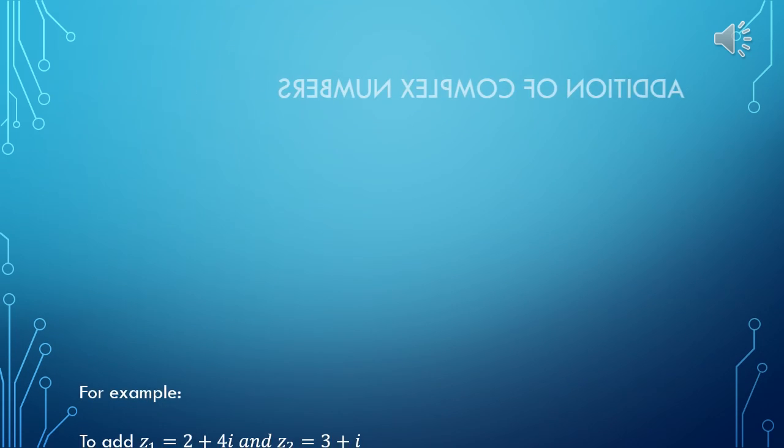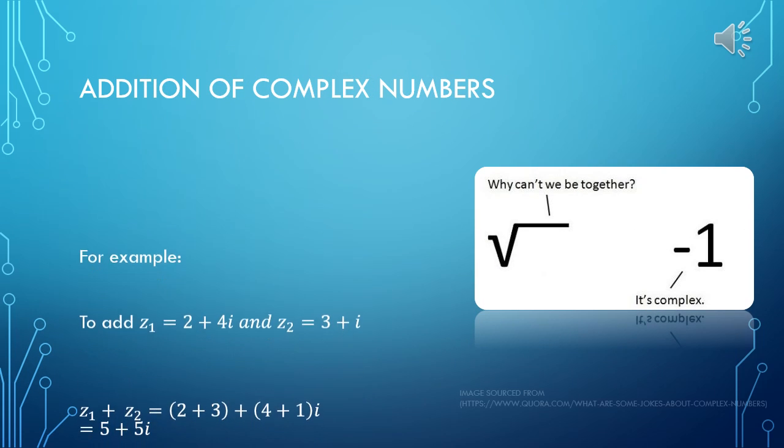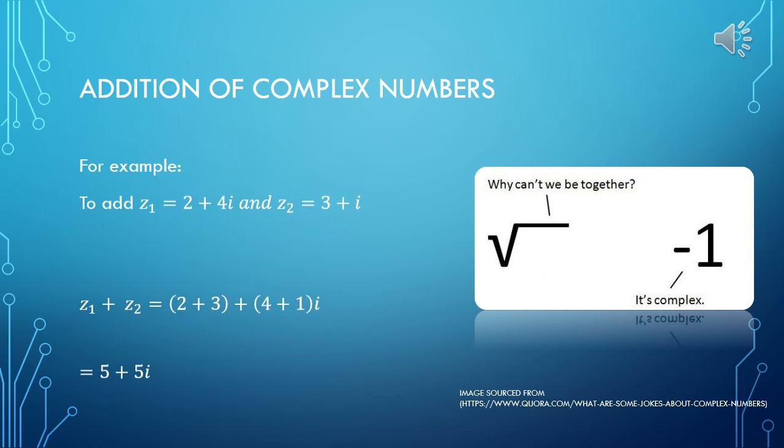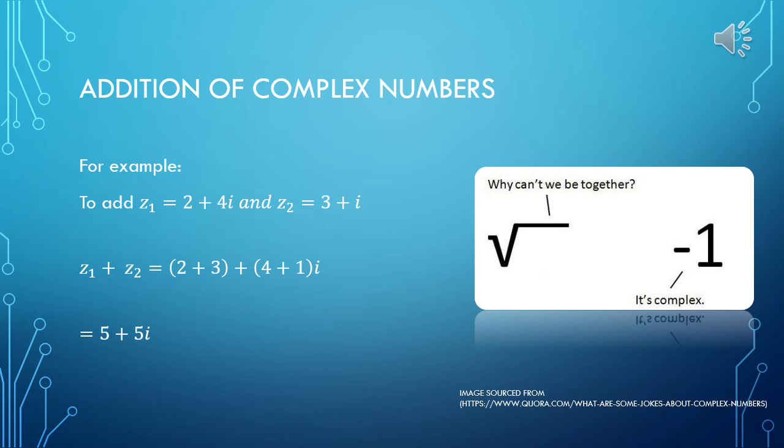For an example, we're going to add two complex numbers, z1 equals 2 plus 4i and z2 equals 3 plus i. So z1 plus z2 equals (2 plus 3) plus i multiplied with (4 plus 1), which equals 5 plus 5i.